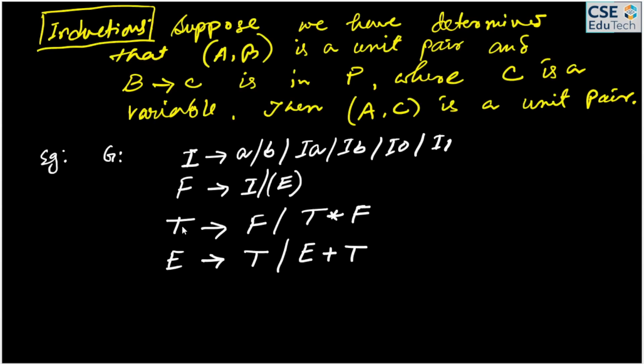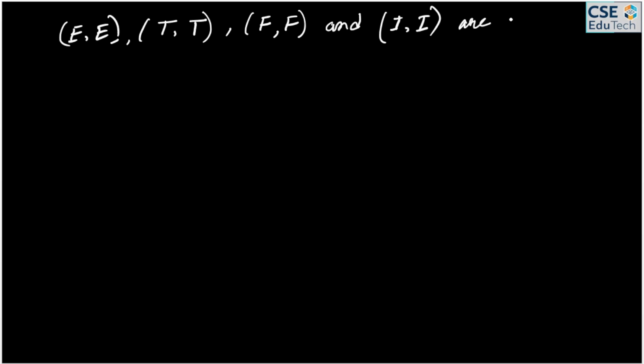So from basis we can find that E, T, F and I are unit pairs: (E, E), (T, T), (F, F) and (I, I) are unit pairs, which are found from the basis.